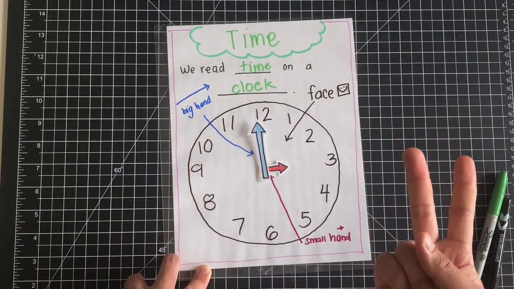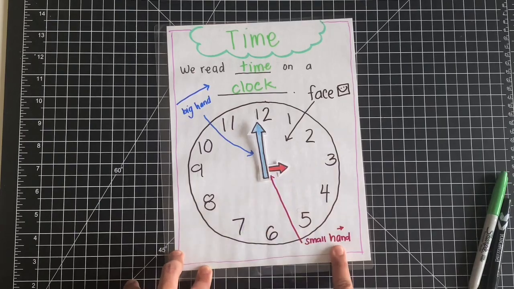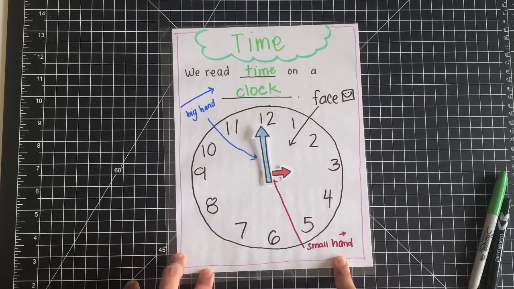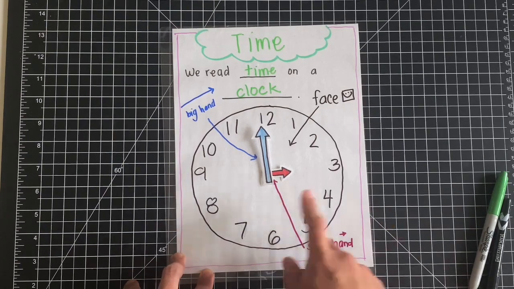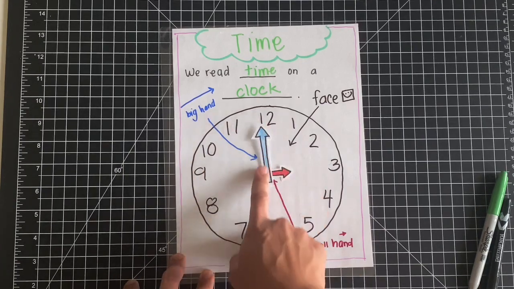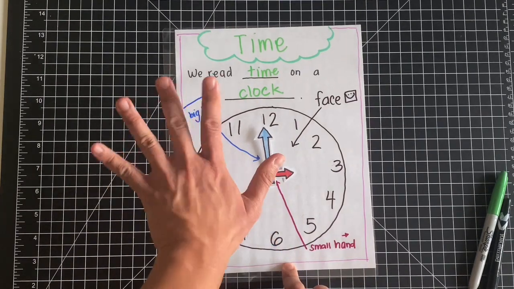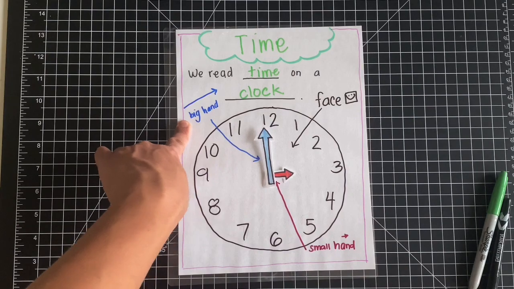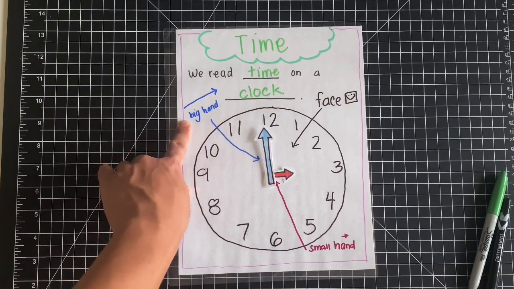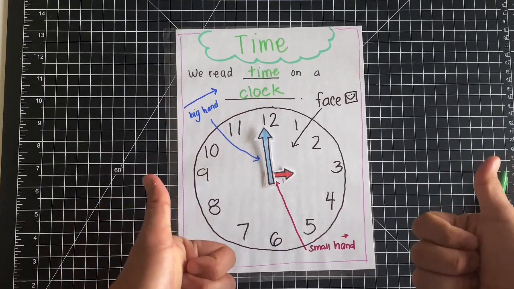And the second important part of a clock is this small arrow. What do we call this small arrow? We call it the small hand. And the small hand tells us the hour. And the third important part of a clock is the big arrow. What do we call this big arrow? We call it the big hand. And what does the big hand tell us? The big hand tells us the minutes. All right, friends? So those are the 3 important parts of a clock.